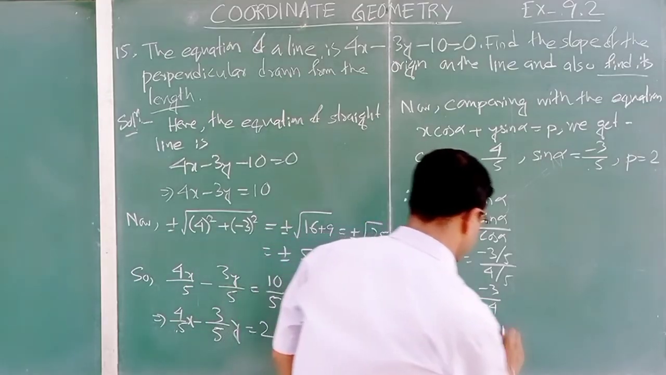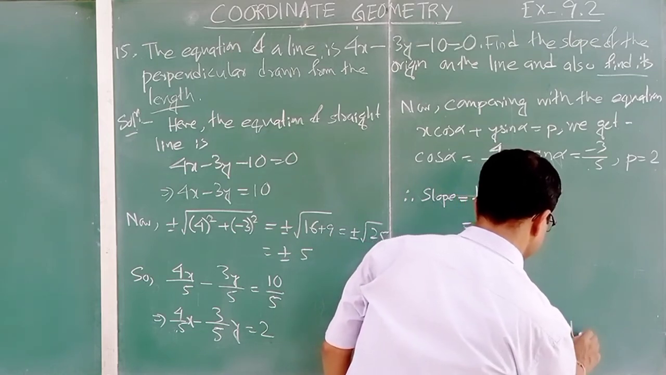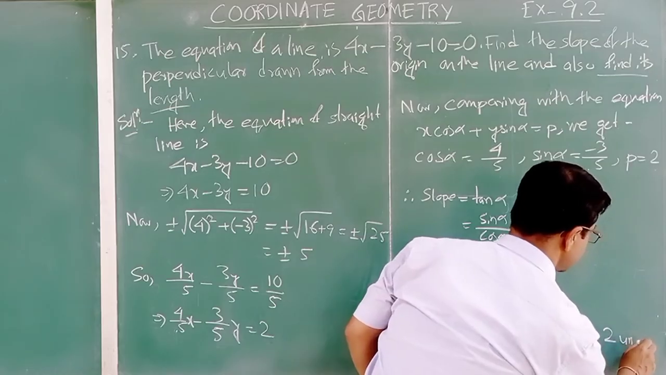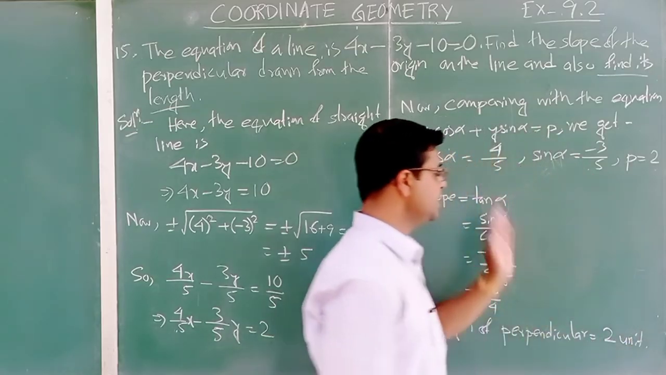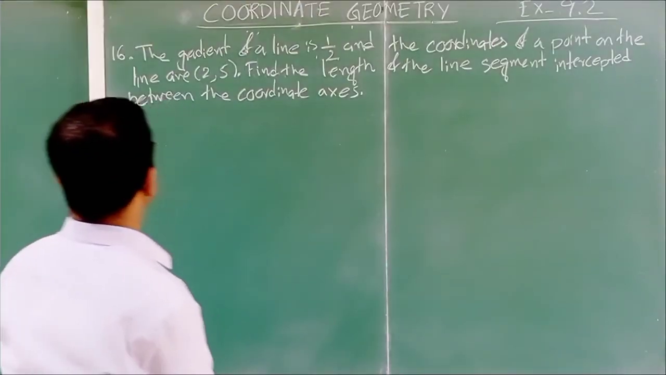Also the length of the perpendicular, how much have we found? It is 2. As it is a length, it should have some unit. As the unit is not given, we simply write 2 units. Have you understood this? Now let us read question number 16.